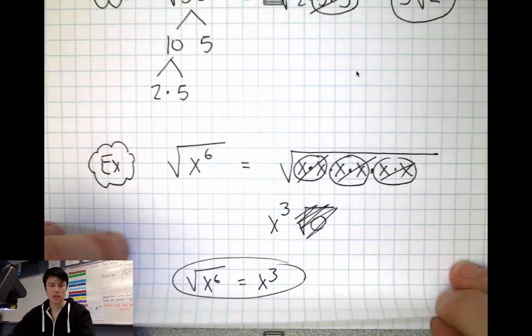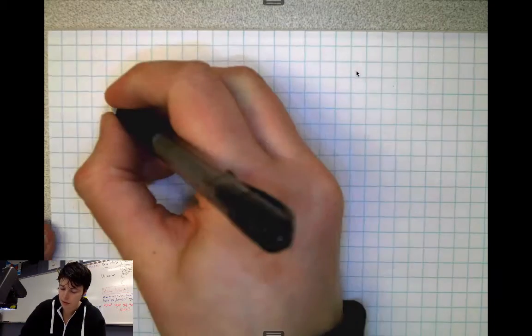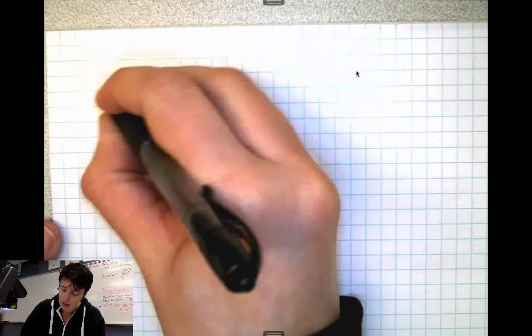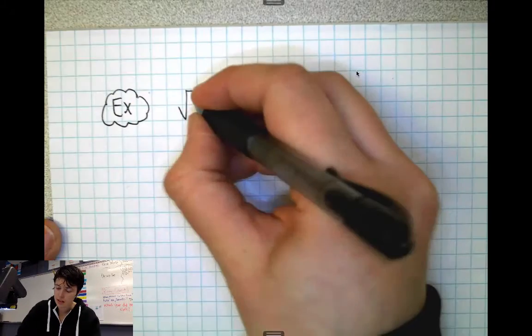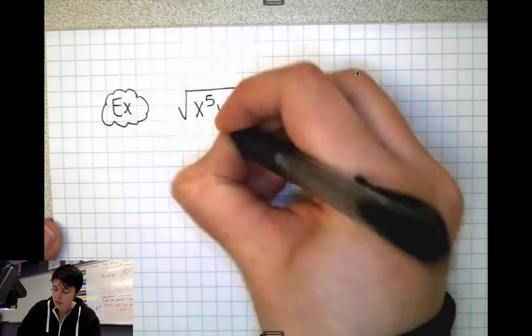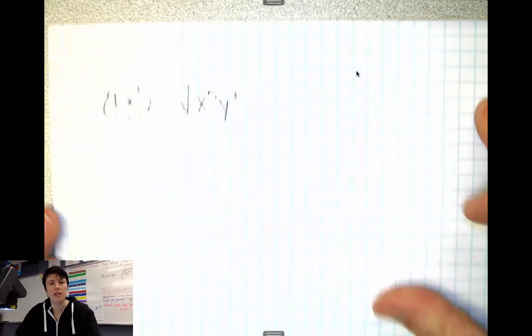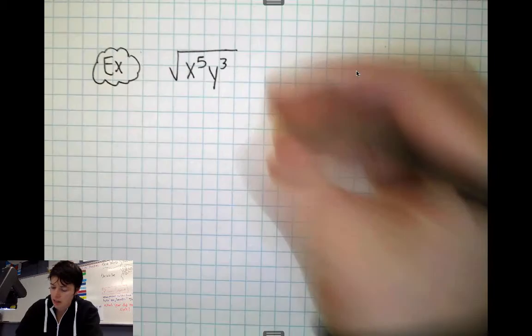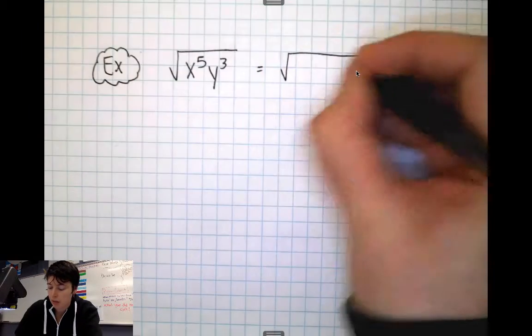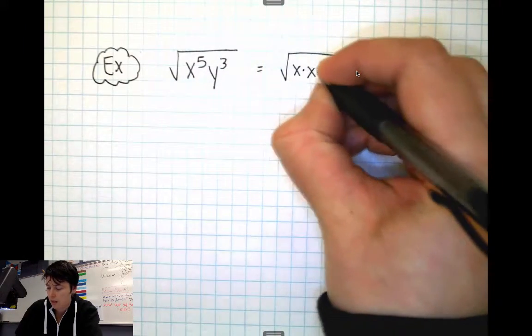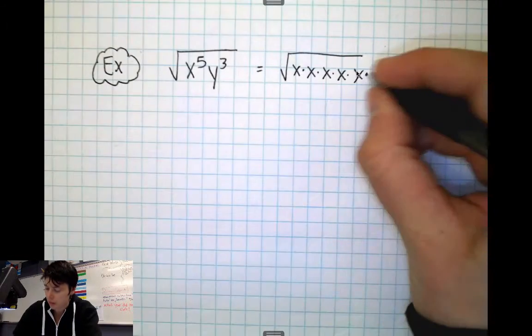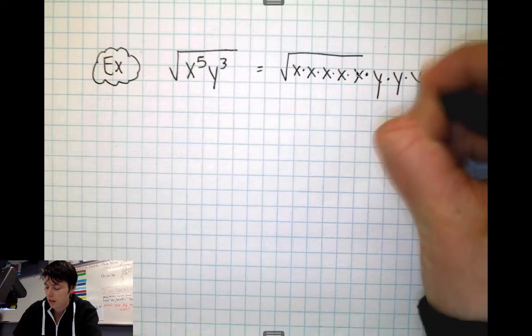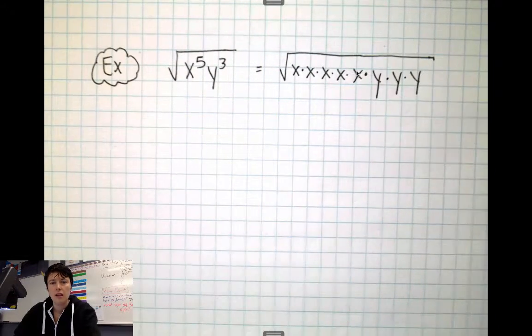So to make these more complicated, let's try another one. Example. Let's say we had the square root of x to the 5th, y to the 3rd. X to the 5th, y to the 3rd. So breaking that down, that means I have 5 x's being multiplied together. X times x times x times x times x. And I have 3 y's, y times y times y. I'm going to break this into pieces.